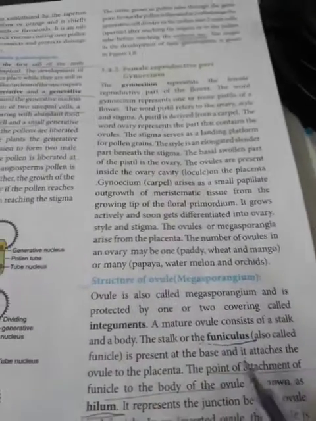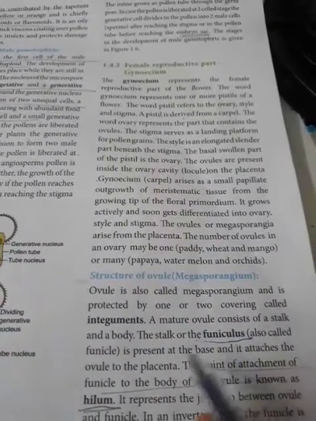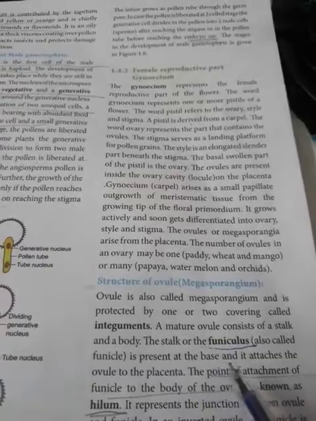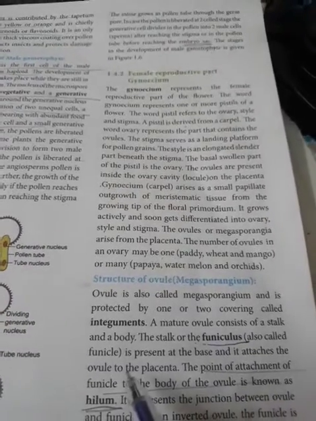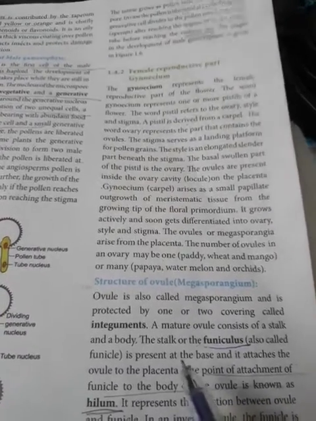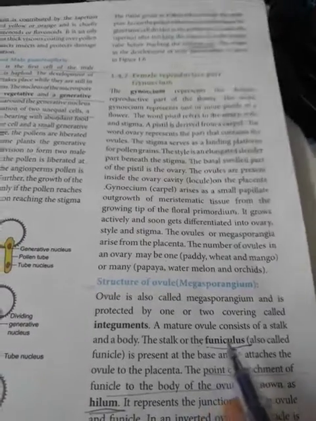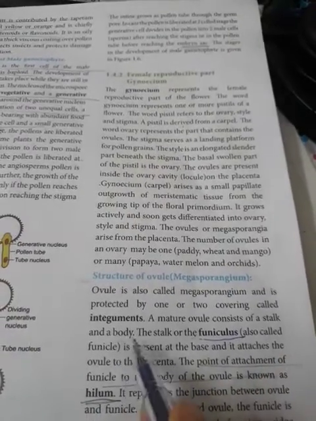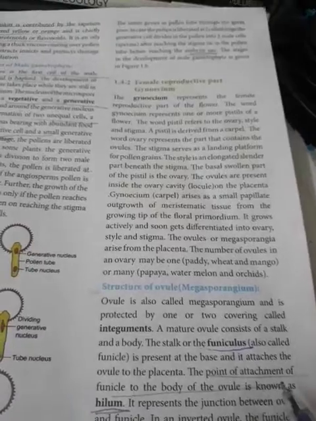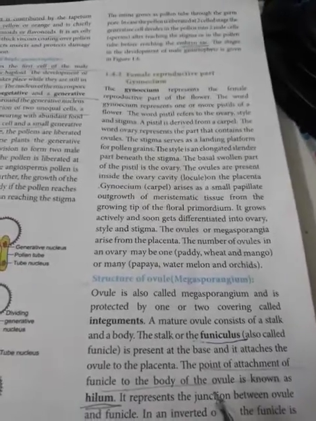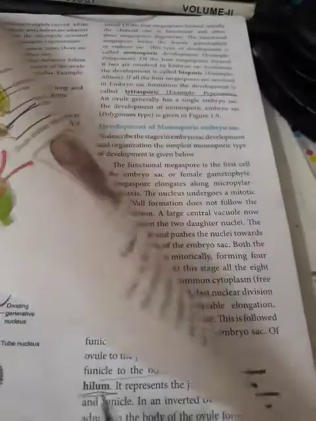So each and every ovule has two parts. What are the two parts? The stalk, also called the funiculus, at the base attaches the ovule to the placenta, and the second part is called the body. The point of attachment of the body to the funicle is known as the hilum.